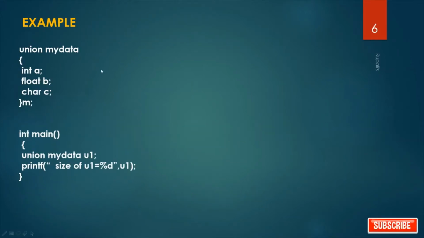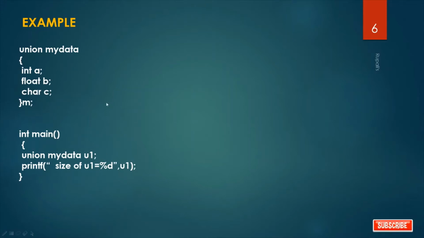Now the example of union. Here I declare one union. The name of the union is my data, and the member variables are one integer variable a, one float variable b, and one character variable c. And the variable of my data is m. I declare another variable of my data type. It is u1. So what is the size of m or u1?